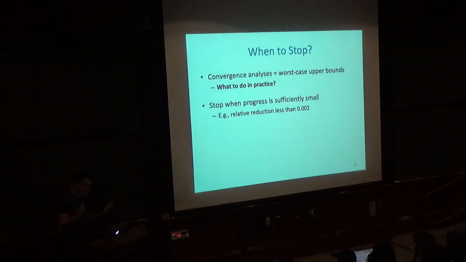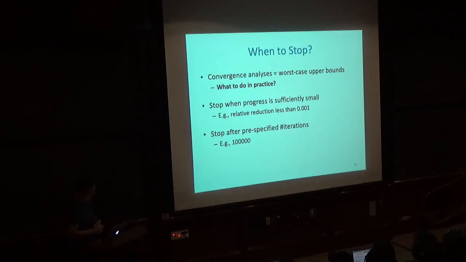Okay, so one way that we can do this is to stop when progress is sufficiently small. If every once in a while we look at the reduction in error and the relative reduction is less than some threshold, let's say less than 0.1%, then we just stop. We stop after a pre-specified number of iterations. So after 10,000 iterations or 100,000 iterations, we stop.